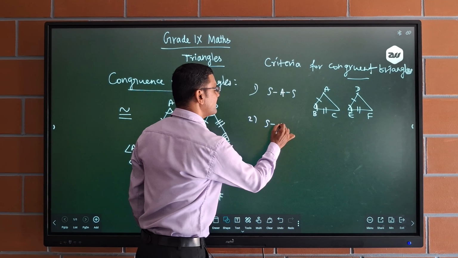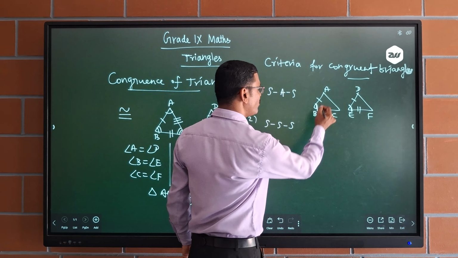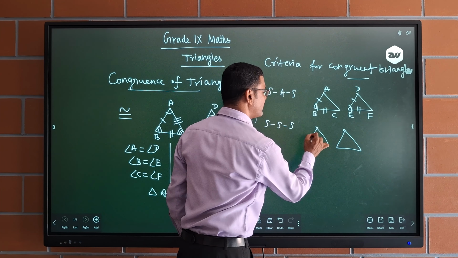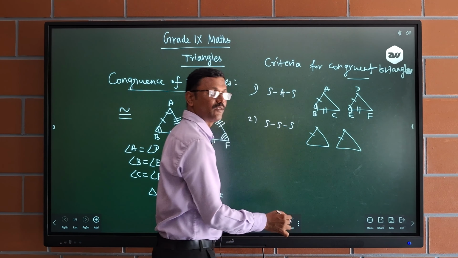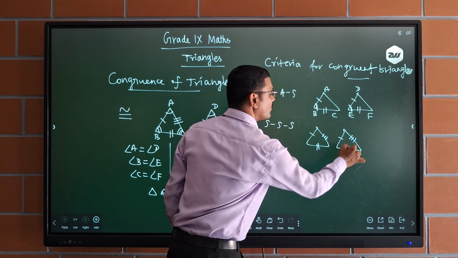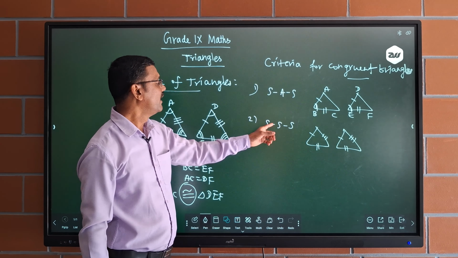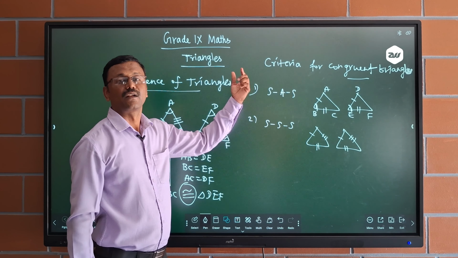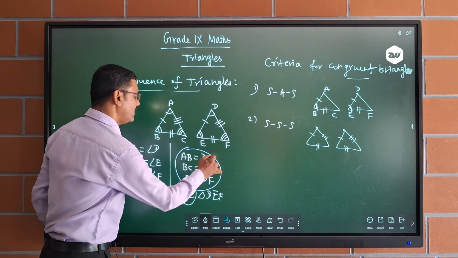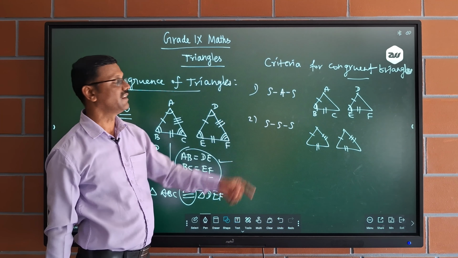Second one is the SSS criterion. What is SSS, sir? Very simple. In these two triangles, if all three corresponding sides are equal, this side and this side are equal, this side and this side are equal, and this side and this side are equal. So three corresponding sides are equal, then we say that it is the SSS criterion. Only if these three are satisfied, that is enough, then we say this is the SSS criterion.